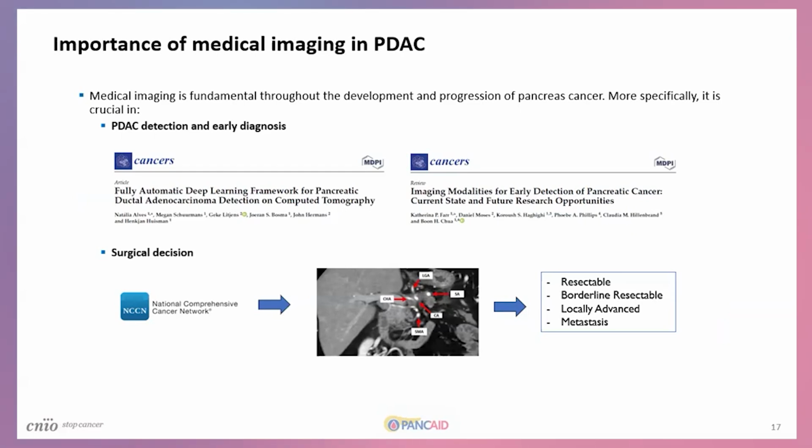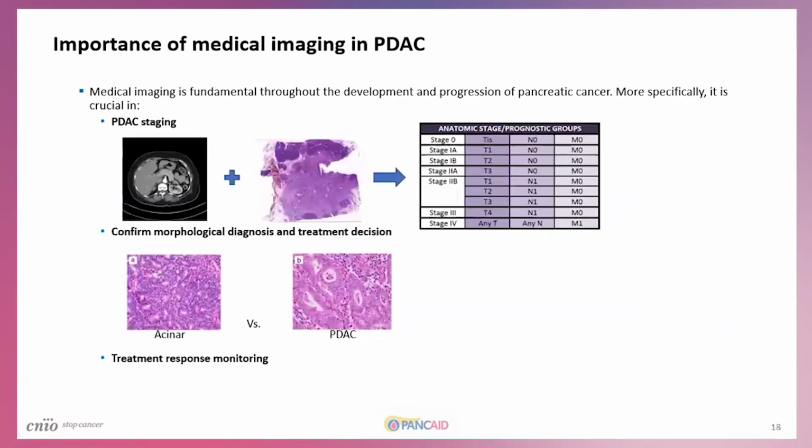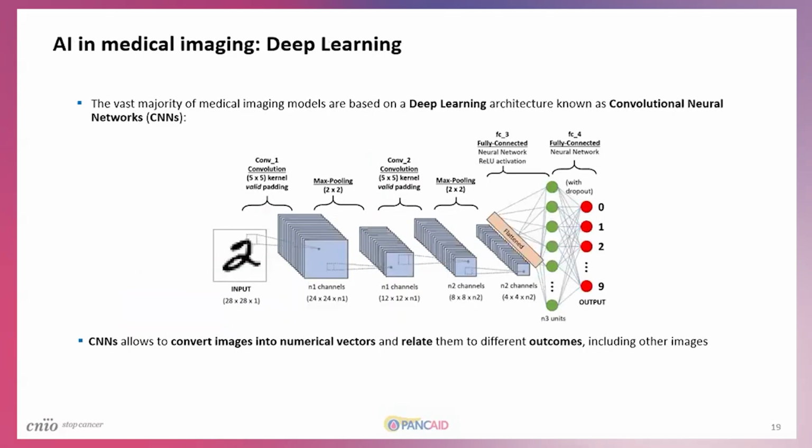So without going into details, medical imaging is very important because it's present during the whole process, from the detection and early diagnosis. Also, it's very useful to decide with CTs and MRIs in some cases if a patient undergoes surgery or not. Also to define the staging, confirm if it's, for example, a PDAC or a different cell type, and also the treatment response monitoring. So it's present during the whole process.